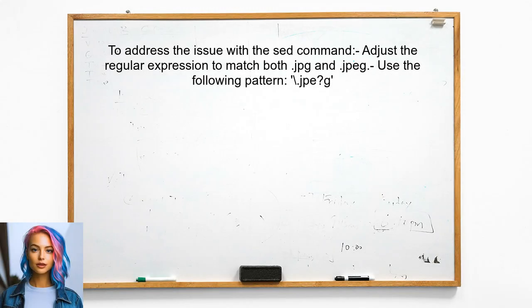To address the user's issue with the sed command, we need to adjust the regular expression used in the script. The user is trying to match both .jpg and .jpeg file extensions. The user's current command is using a pattern that doesn't correctly account for the optional E in JPEG. We can modify the command to ensure it matches both extensions properly.